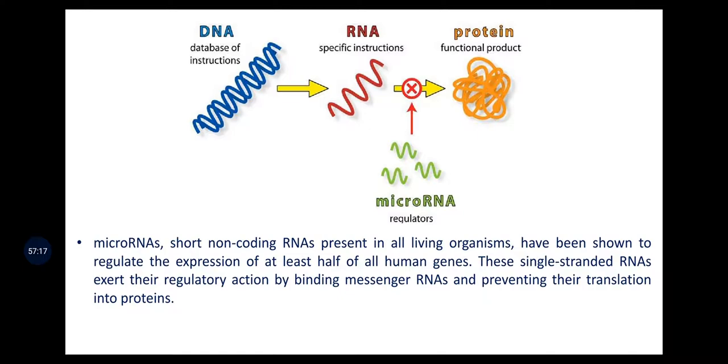MicroRNA or miRNA is a short non-coding RNA present in all living organisms, shown to regulate the expression of at least half of all human genes. These single-stranded RNAs exert their regulatory action by binding messenger RNA and preventing their translation into proteins. That means this process prevents the translation, means proteins are not formed. As the operon hypothesis says, the switch on and switch off regulation, when proteins are not required, the biological system needs to be stopped. In that particular situation, these antisense RNAs play a very major role.